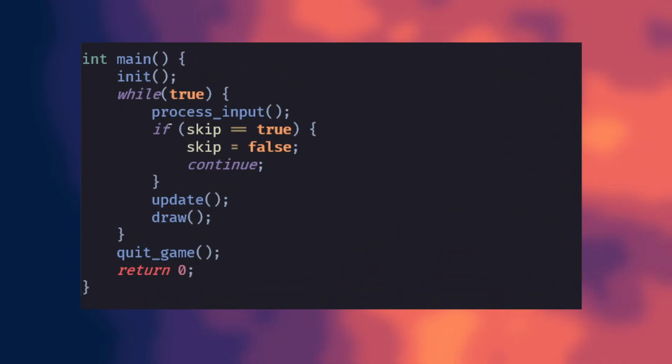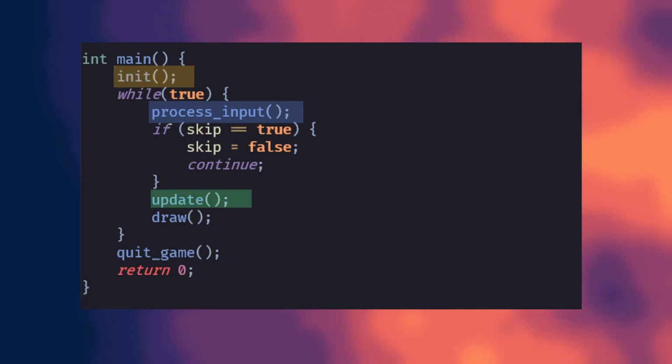So if we look at our refactored main, we have some really simple game logic here. We're just calling init before our while loop. Inside the loop, we're processing the input and then updating the variables based on that input and drawing to the screen. Once we exit that loop, we call quit game and we return 0 and the application is done.